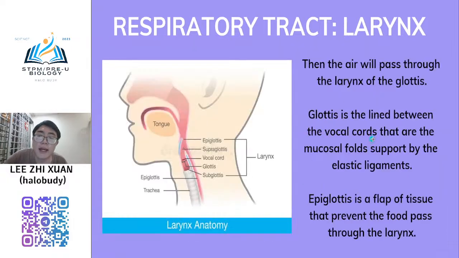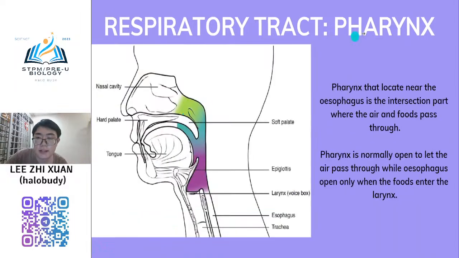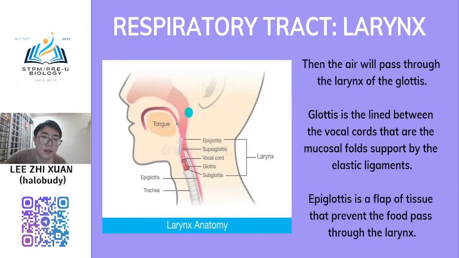Okay, and then we go to the third part, the larynx. After the air enters the pharynx, it will go to the larynx. So the larynx is here. This upper part, the intersection part, we call the pharynx. Here, all of this is the pharynx. And then the lower part here, we call the larynx.